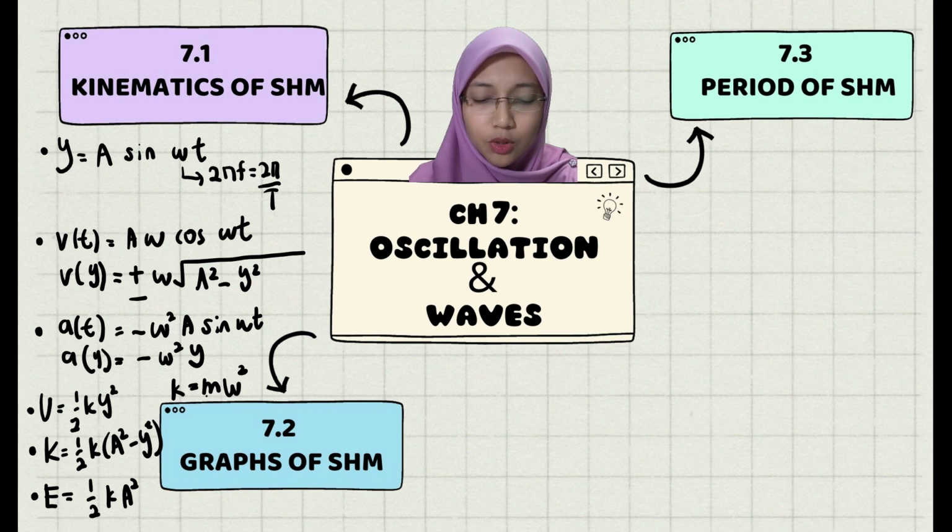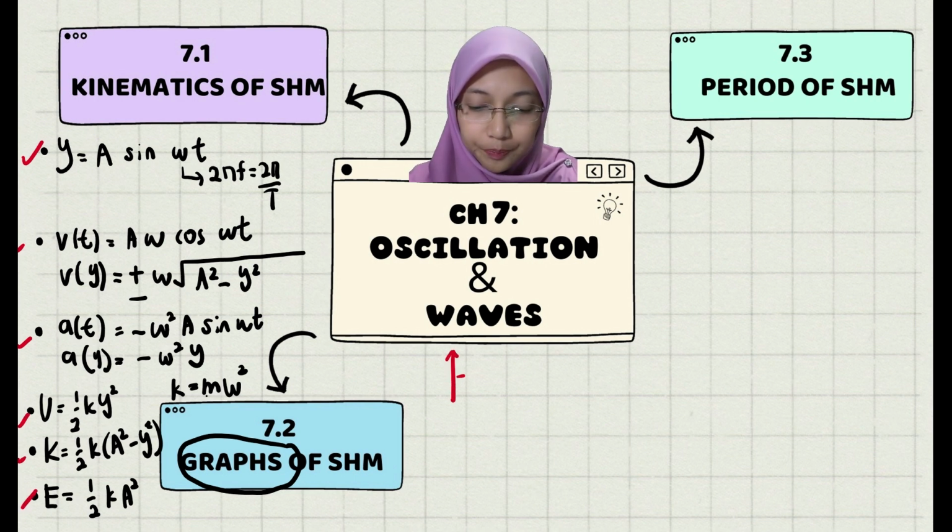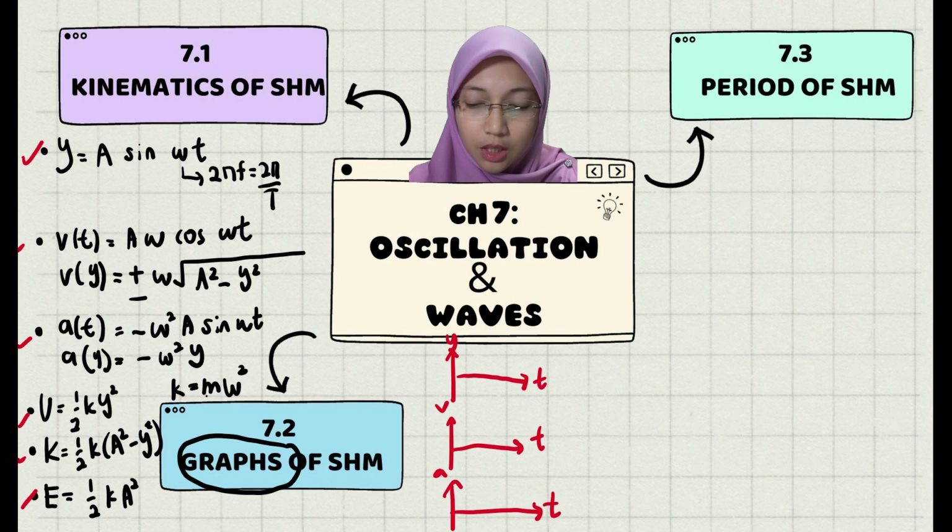Basically 7.2 is about the graphs of simple harmonic motion. The graphs that we are going to plot or sketch are based on the equations that we got from 7.1. We are going to have the graph of displacement, y against t, the graph of velocity, v against t, and the graph of acceleration, a against t. All of these graphs depend on the equations of simple harmonic motion.